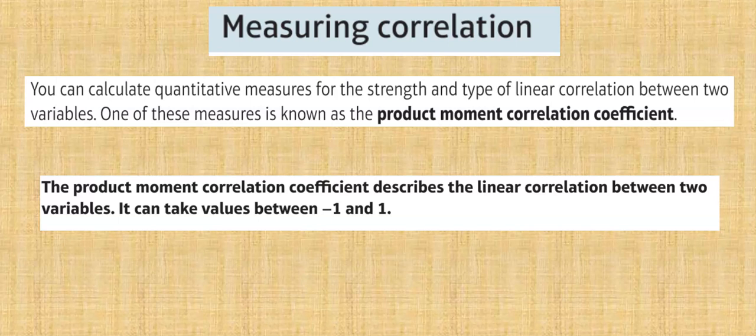You can calculate quantitative measures for the strength and type of linear correlation between two variables. One of these measures is known as the product moment correlation coefficient, and we denote it by the letter R. The product moment correlation coefficient describes the linear correlation between two variables, and it can take values between -1 and 1. So its minimum value can be -1 and its maximum value can be 1.